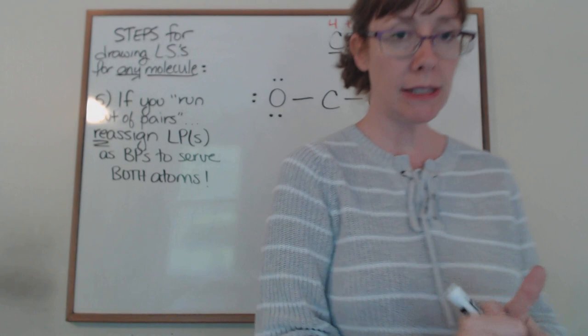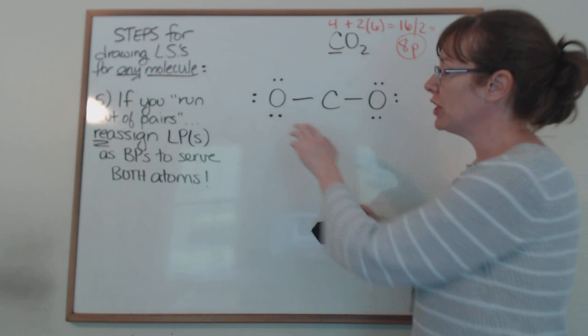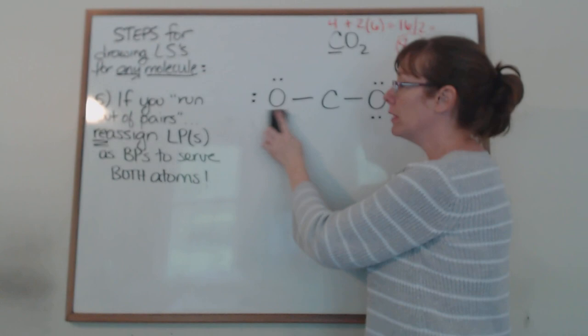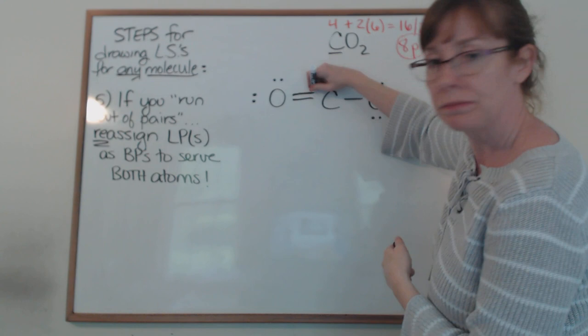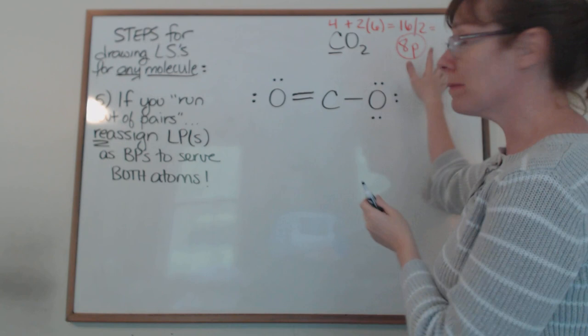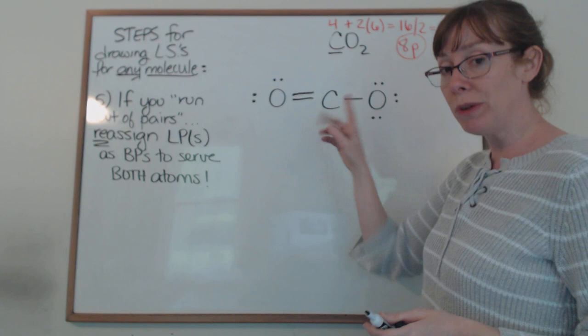When I'm at this step and I see carbon's not happy, I'm going to say, guess what, oxygen? You're not going to get to have three sets of lone pairs. You're going to have to share. So I'm reassigning a lone pair, and I'm making it a bonding pair. And now, see, I'm still using the 8, but now I'm getting closer to satisfying carbon.